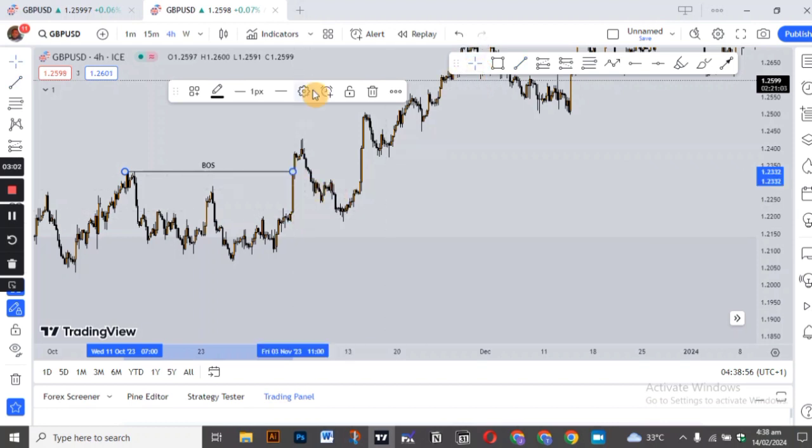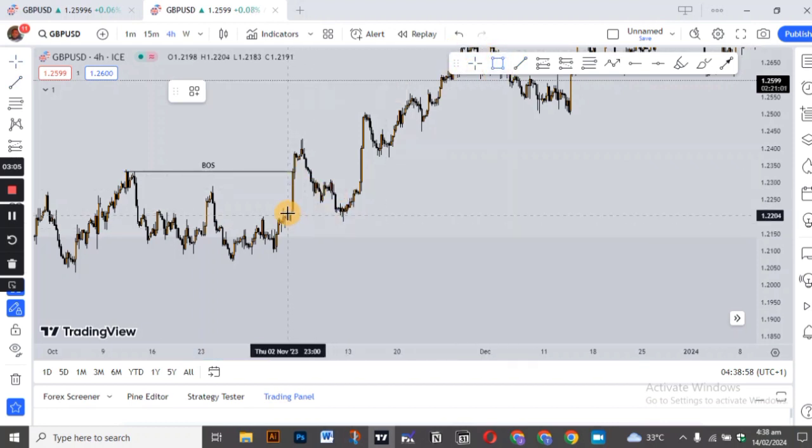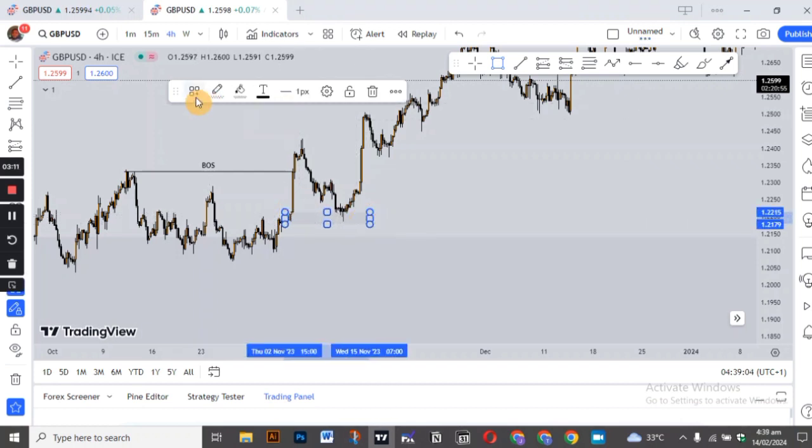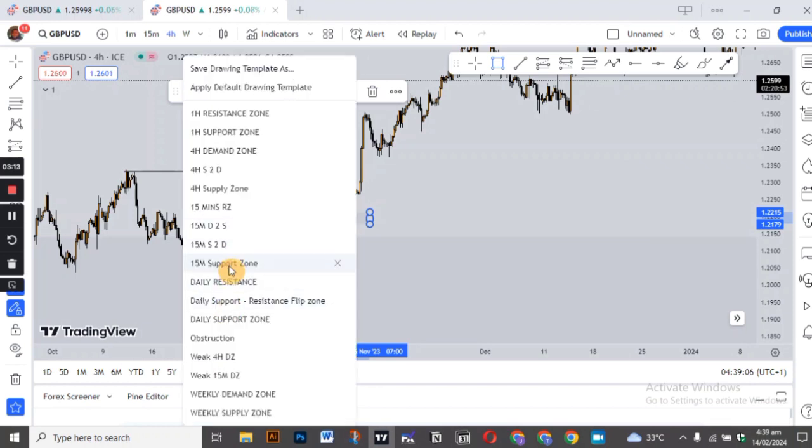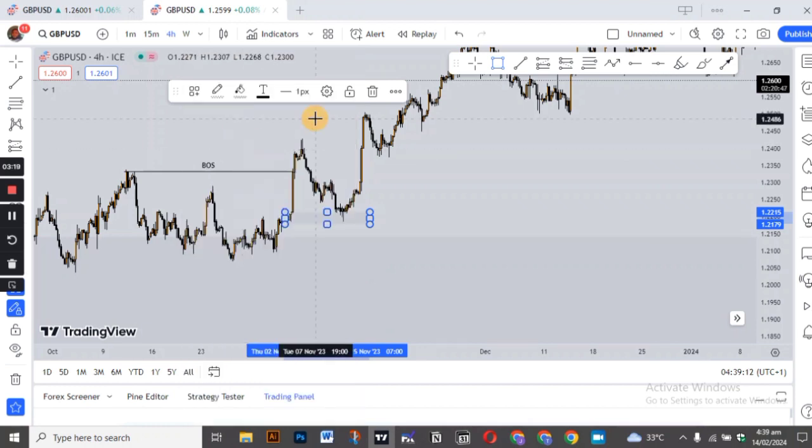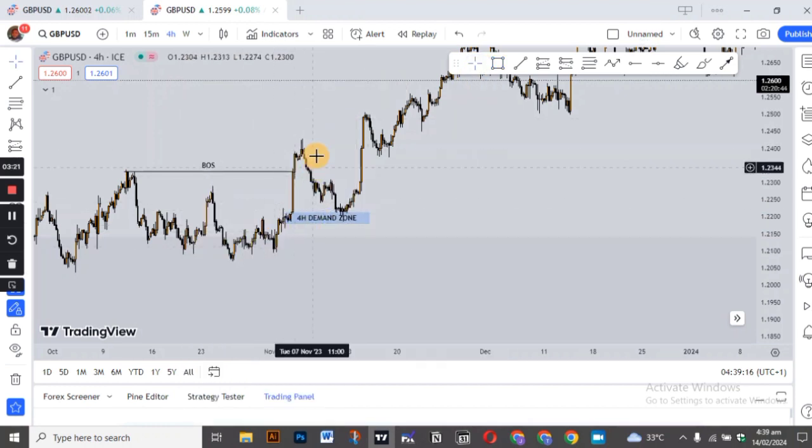Then when price went to this 4 hour demand zone, price started buying from the zone. So that's how I trade on the 4 hour time frame. My major zone is my 4 hour zone, but I take my entry on the 15 minute zone.